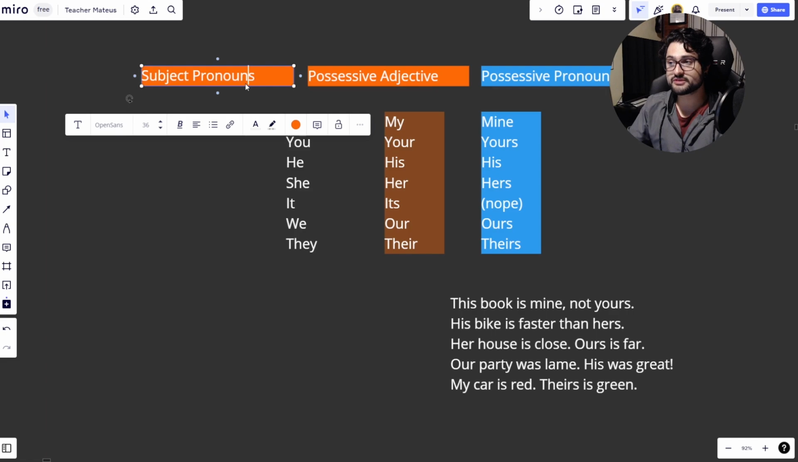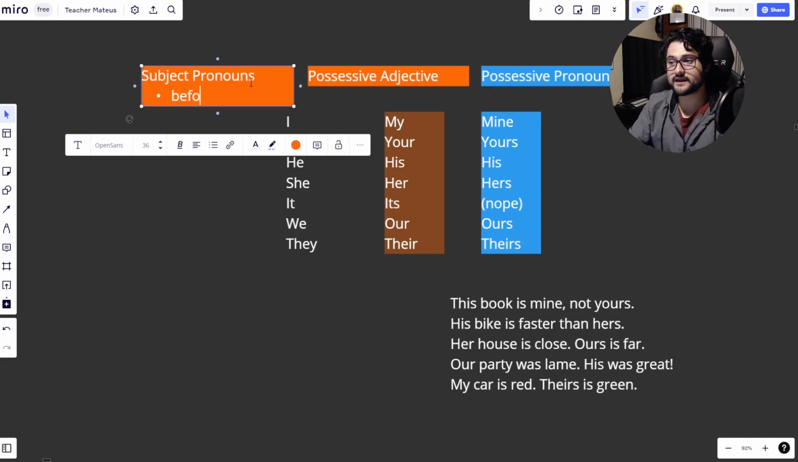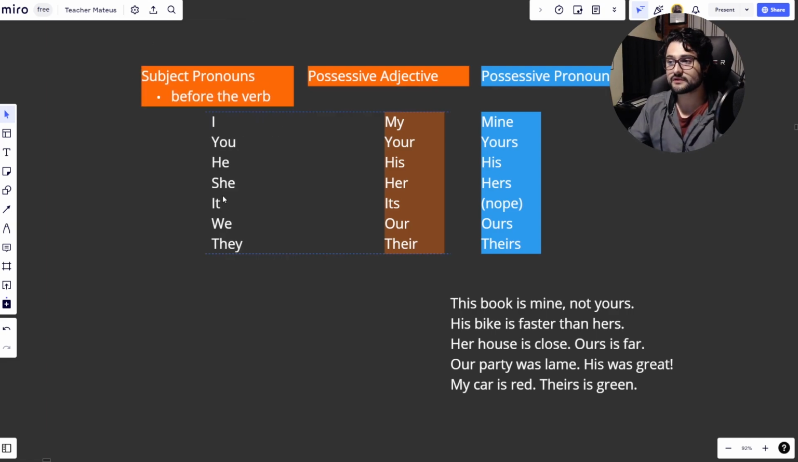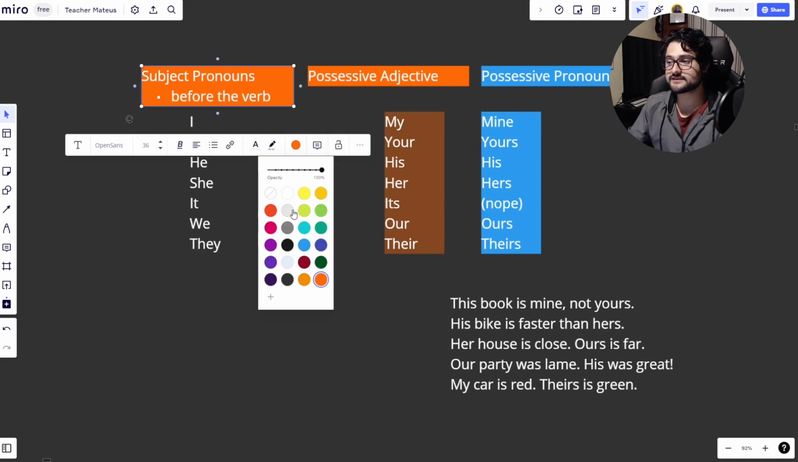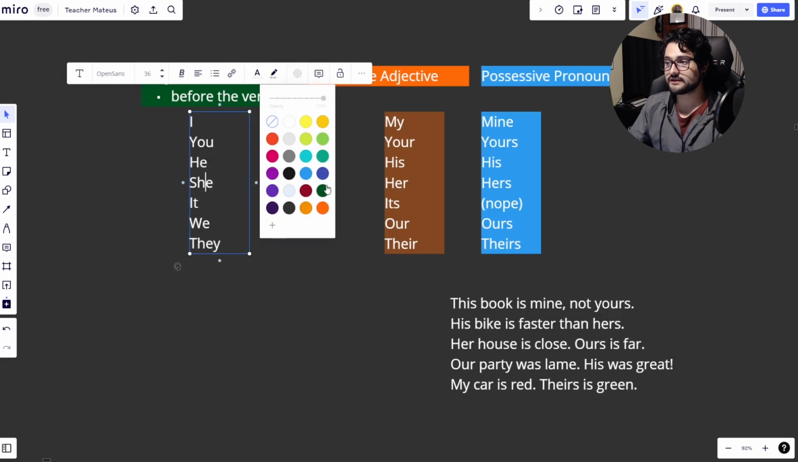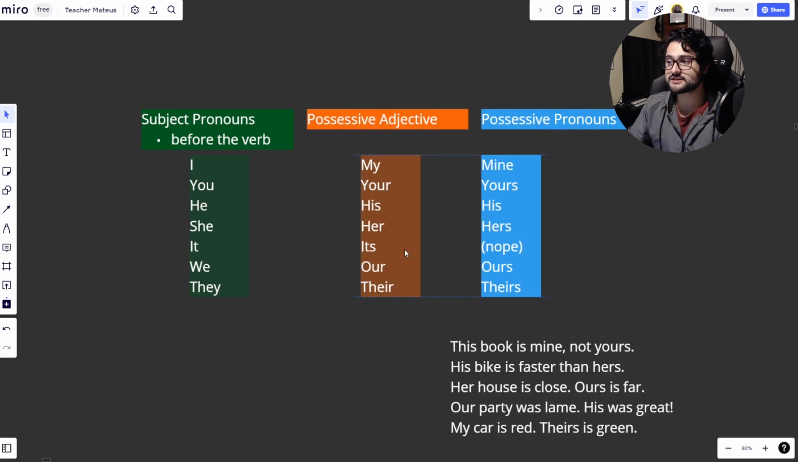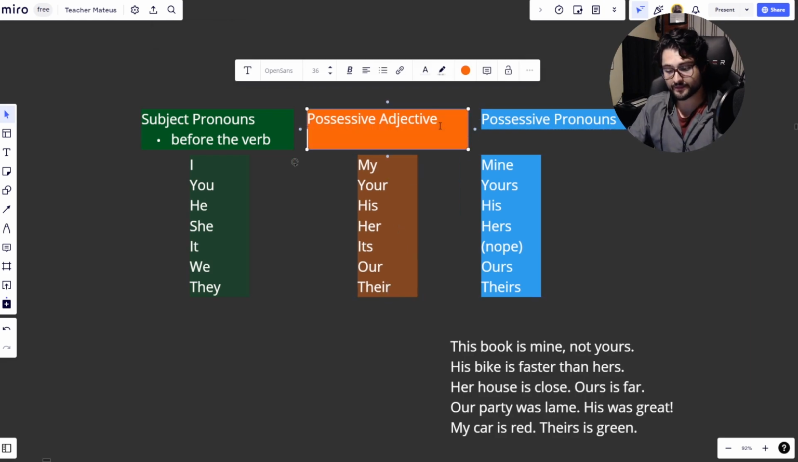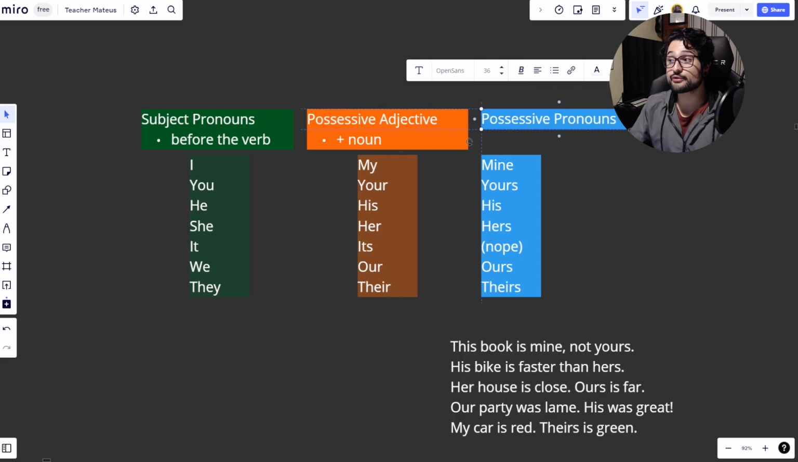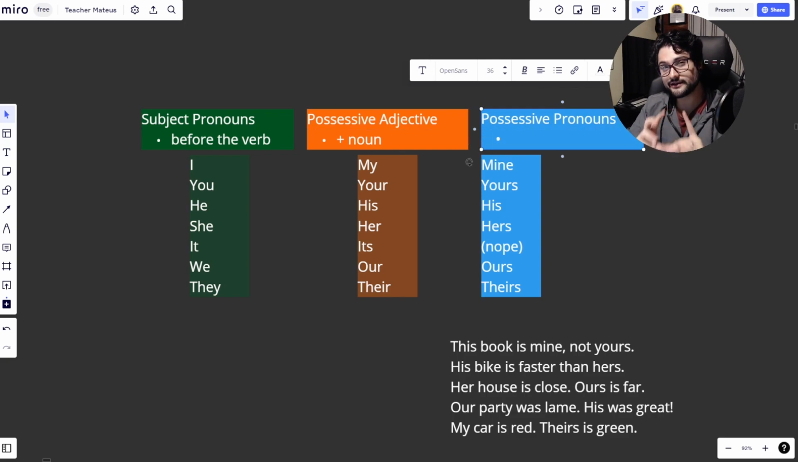We have learned that subject pronouns, they come before the verb, and they are here. Let's add a different color. Let's put green, like a darker green. And yeah, there it is. The possessive adjectives we use to describe possession, but usually I need a noun like house, car, phone, cat, brother, sister. And then we have the possessive pronouns, and they are a little bit different.